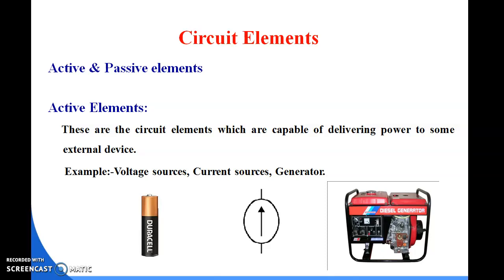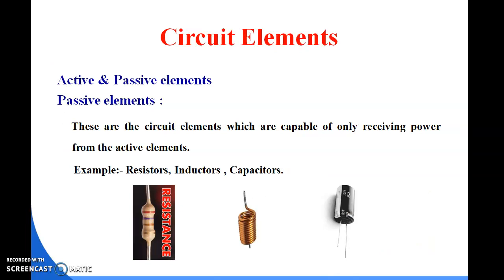Okay. Then what is a passive element? Passive elements are the circuit elements which are capable of only receiving power from the active elements. That means these are the elements which only receive current from active elements and help to carry current in a circuit. Okay. Examples are resistors, inductors and capacitors.